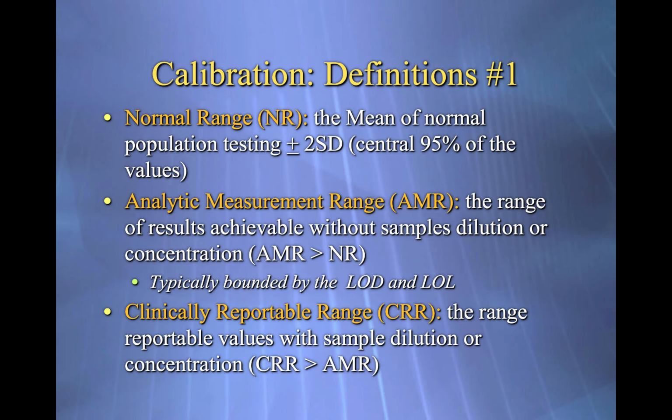That's different from the analytic measurement range, or AMR. That's the range of results that are achievable on your instrument without sample dilution or concentration. Typically the AMR is going to be wider than your normal range. So if your normal range is 10 to 100, your AMR is 2 to 200, whatever. Typically the AMR is bounded by the limit of detection on the low end and the limit of linearity on the upper end. And we'll talk more about those.